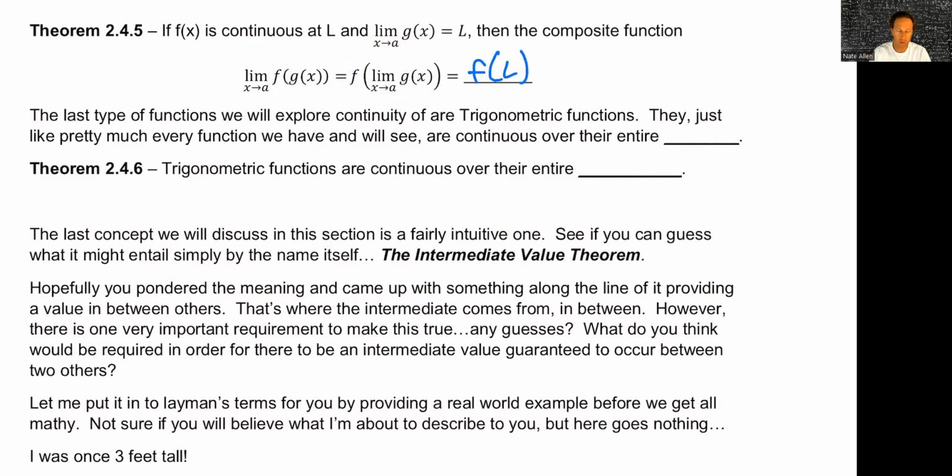and leave us with. So if we are given that the function f of x is continuous at that value, and we know that the limit of g of x at some a is equal to L, then we know that we can rewrite this limit f of g of x as the function f of the whole limit, which we said was L, so we know that this is a true statement.